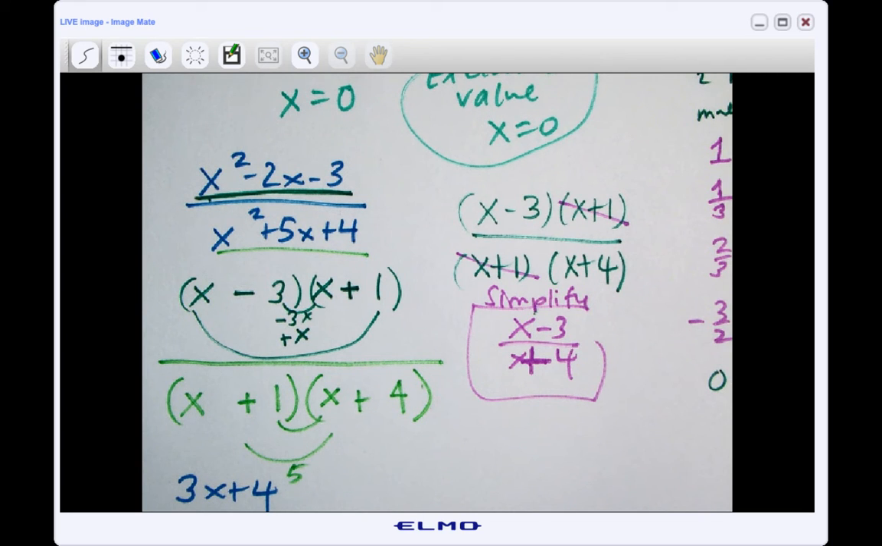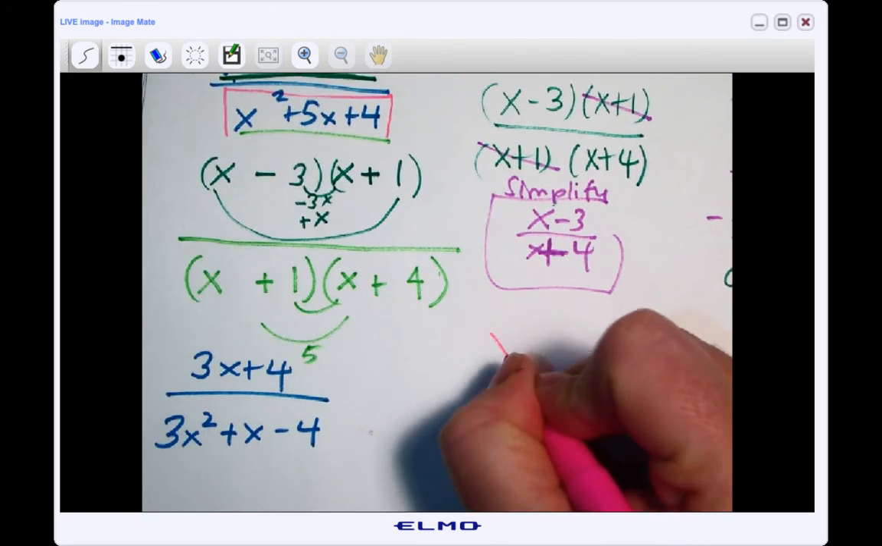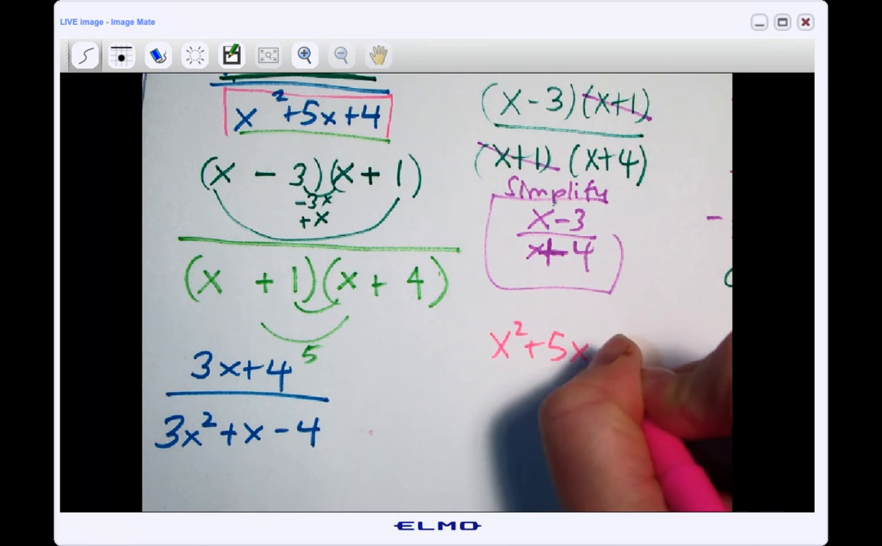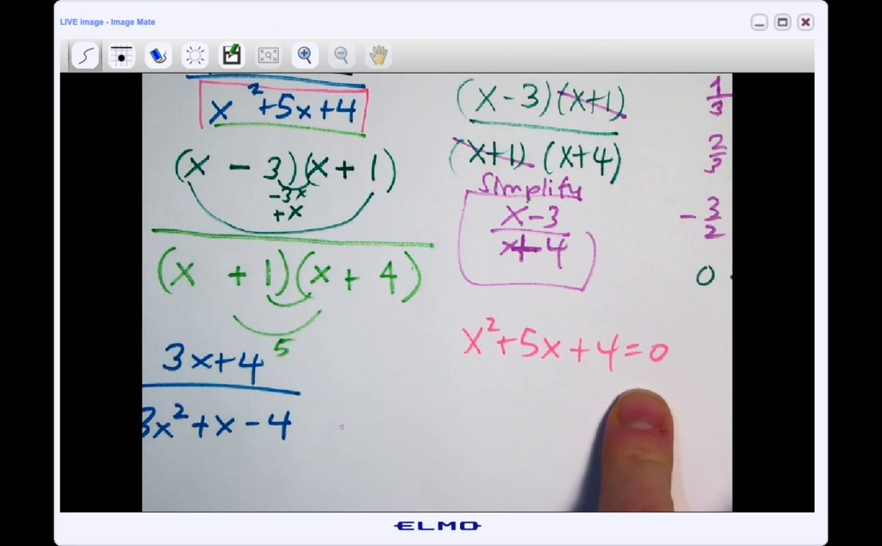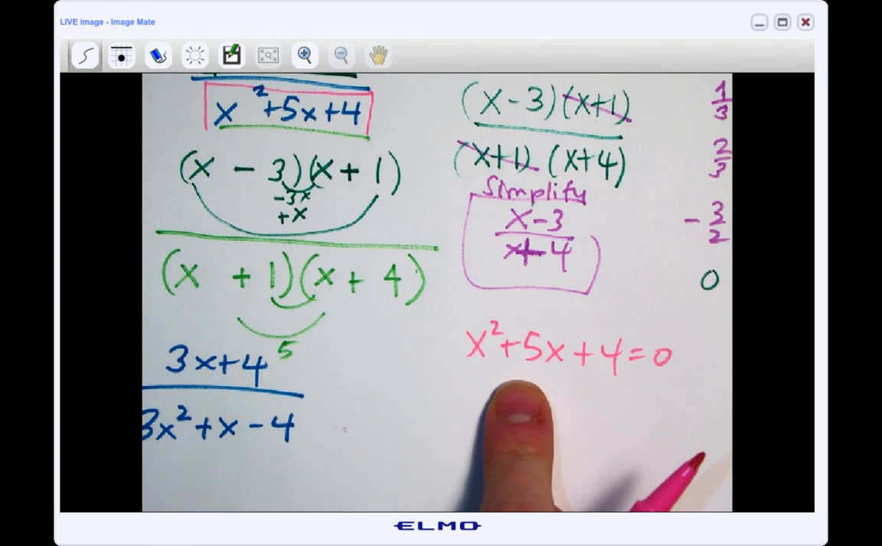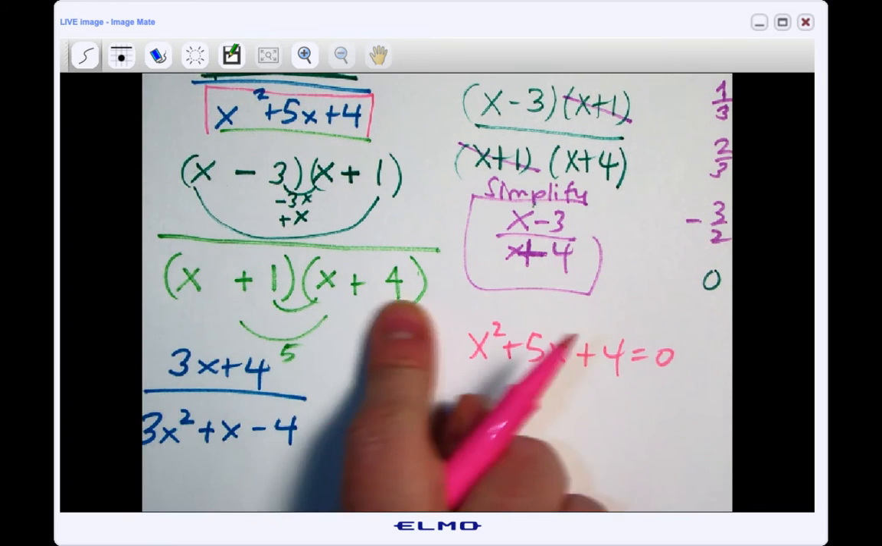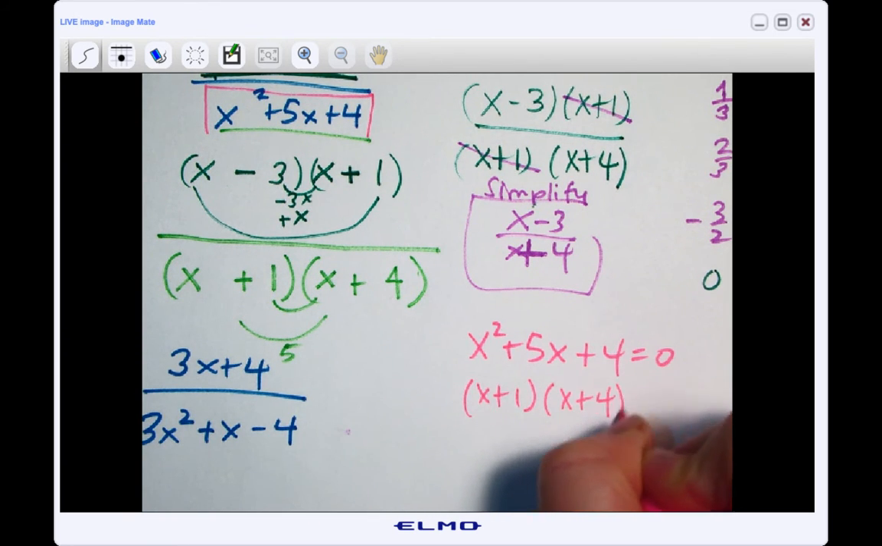So if I'm looking for excluded values here, I am actually going to do the same thing I did before. I'm going to set this denominator equal to 0. So I want to know what will make this denominator 0 and basically throw those numbers away, right? Because we don't want the denominator to be 0. The good news is I already factored this denominator, didn't I? I did all the hard work already.